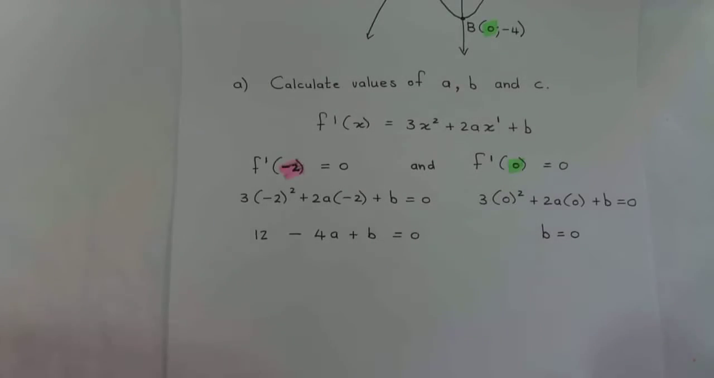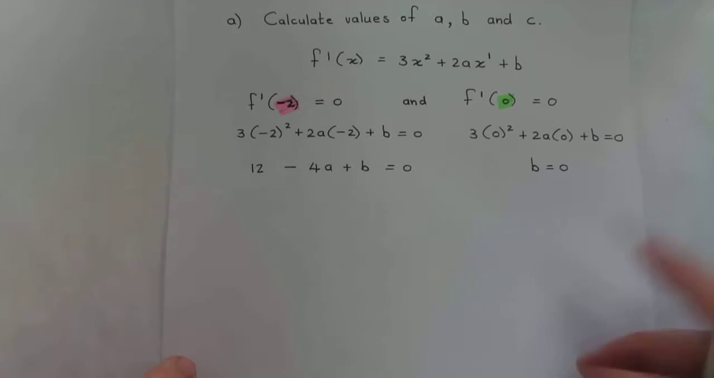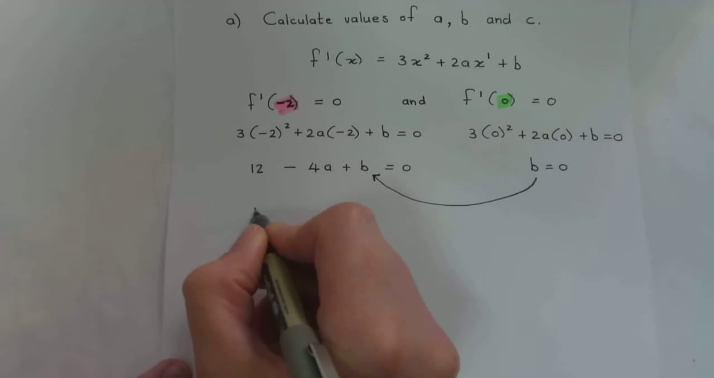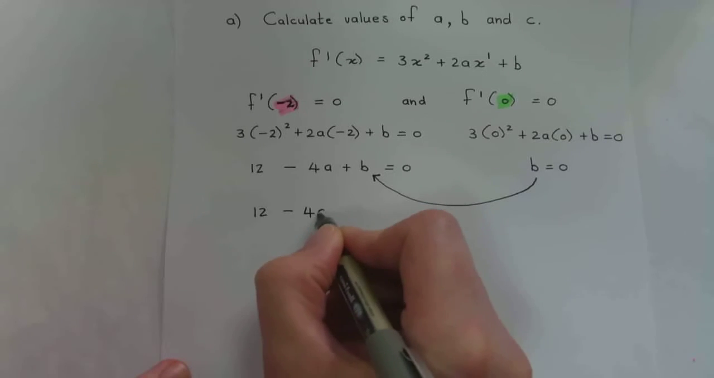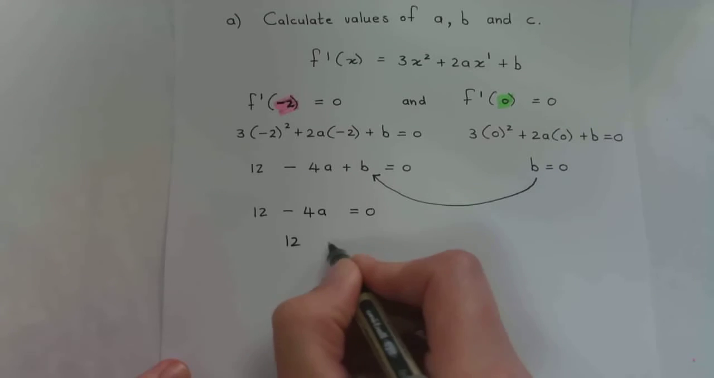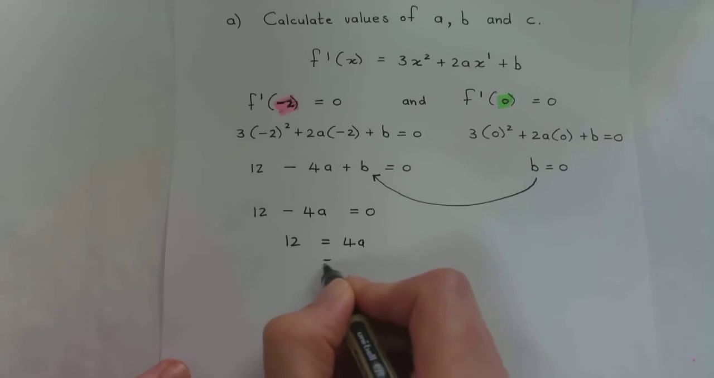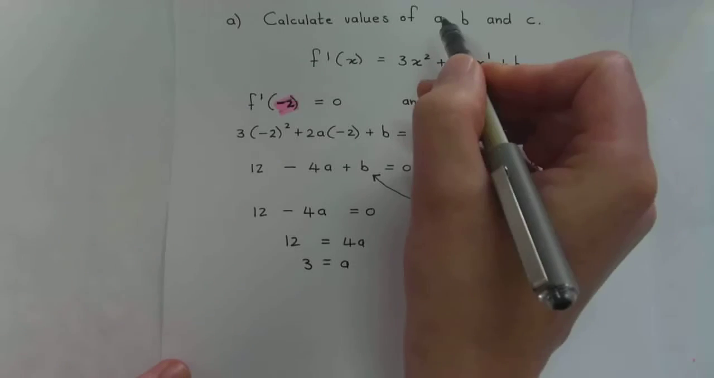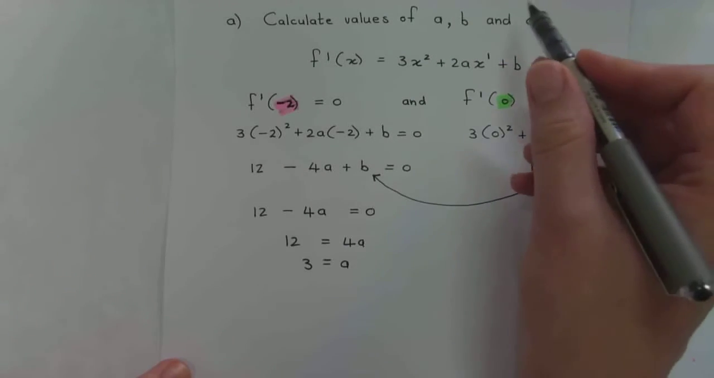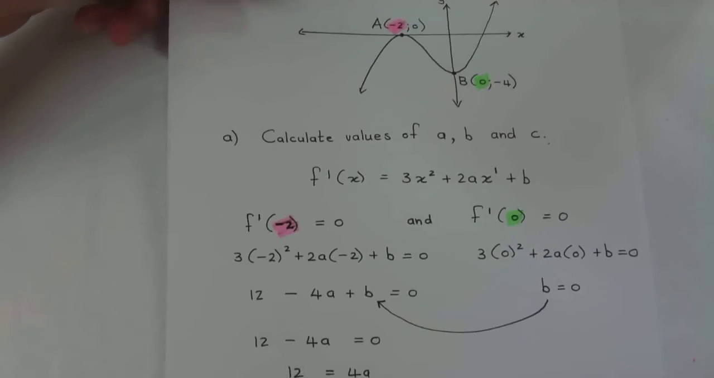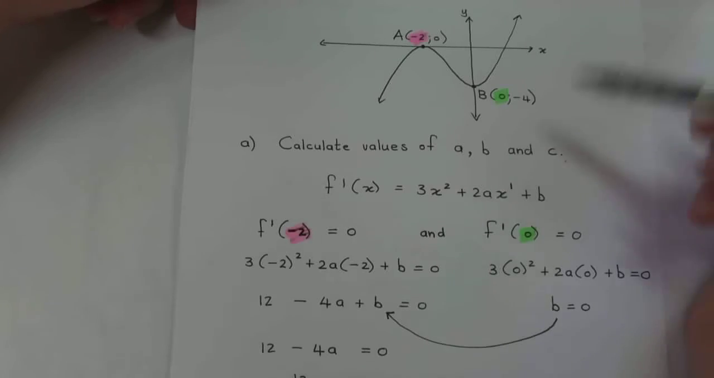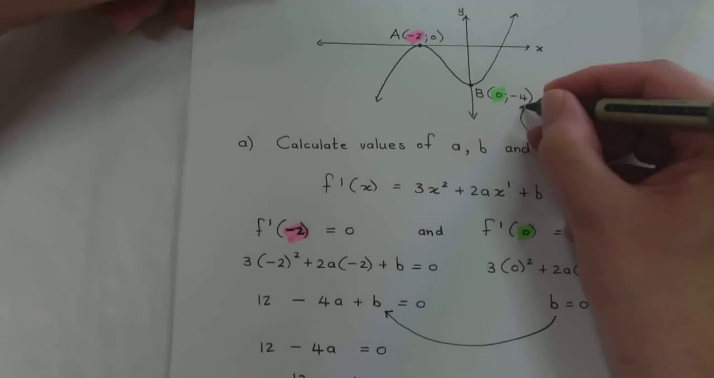So this isn't actually even a proper simultaneous equation, because I can just substitute that b equal to 0 in there. And I can say 12 minus 4a plus 0 is then equal to 0, which means 12 is equal to 4a, and a is then equal to 3. So I've now determined the values of a and b. a is equal to 3, b is equal to 0. And like I said, the c value is pretty simple and straightforward. If they give you the y-intercept, which in this case they have, I'm just going to say my c value is then equal to that negative 4.